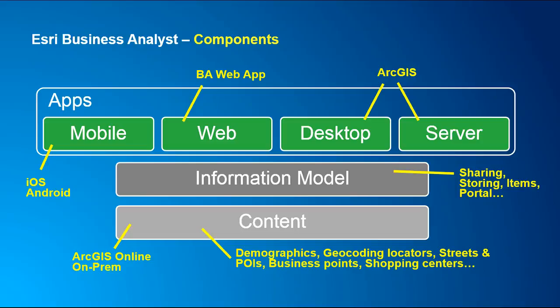And then when we talk about content, we're talking about demographics, geocoding locators, streets, POIs, all the base map stuff. You've got business points, you've got shopping centers for the entire United States. We also have this for Canada, and then elsewhere throughout the world. So we have content available online. Right now, you can just toggle your dialogue to Germany or France or Australia or Sweden, or you name it. We pretty much have demographics for most countries around the world, which is very exciting. Then we have reports for those as well.